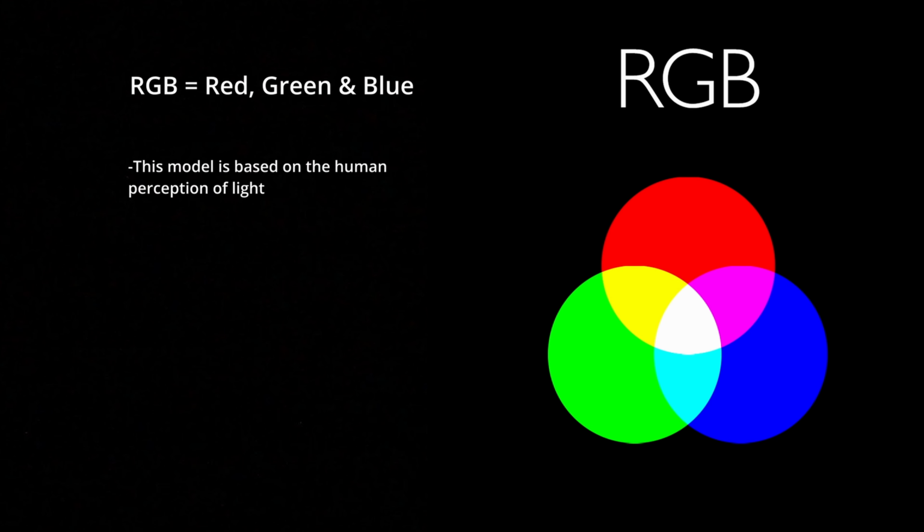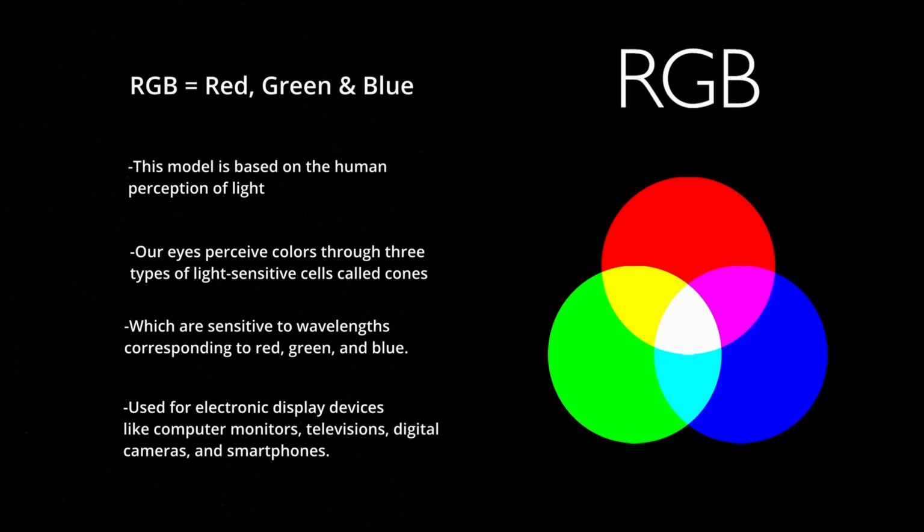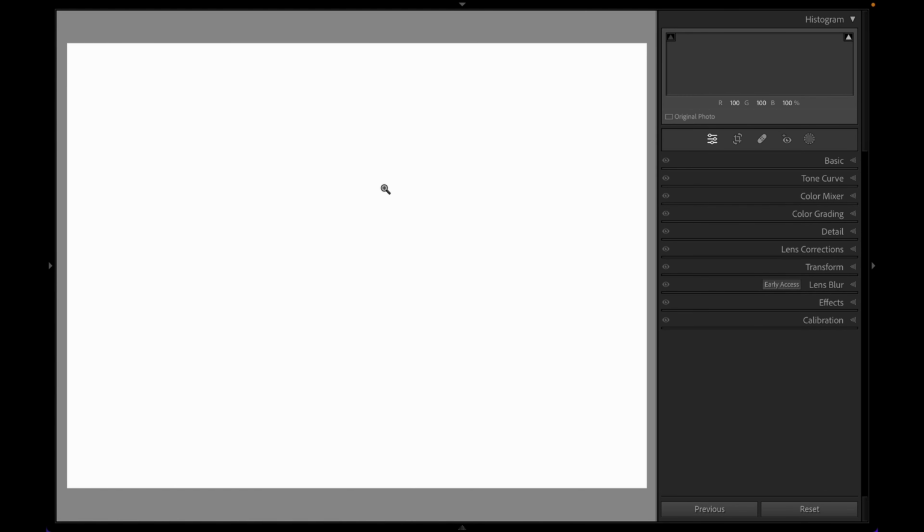We have the RGB model, which stands for red, green, and blue in English. This model is based on the human perception of light. Our eyes perceive color through 3 types of light-sensitive cells called cones, which are sensitive to wavelengths corresponding to red, green, and blue. The RGB model is used for electronic display devices like computer monitors, televisions, digital cameras, and smartphones. When RGB colors are combined at their maximum intensity, they produce white.